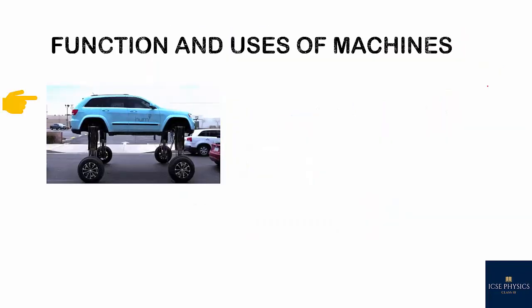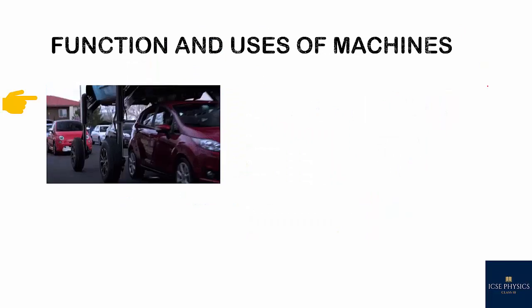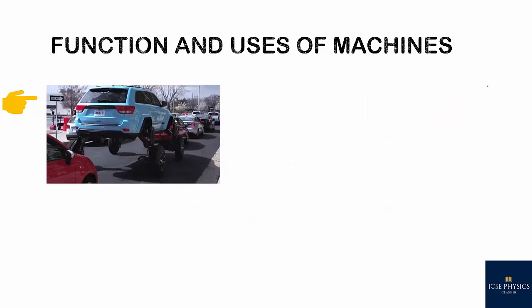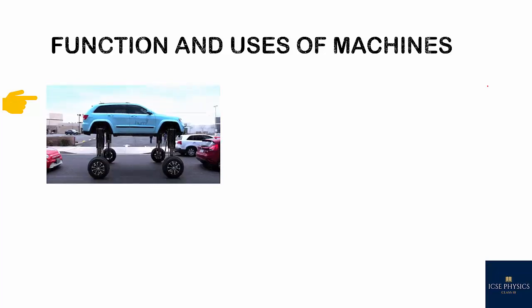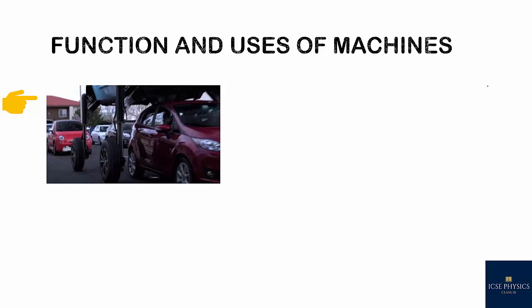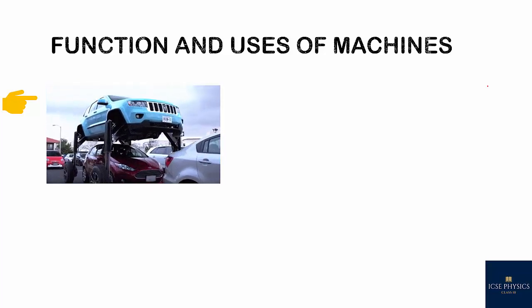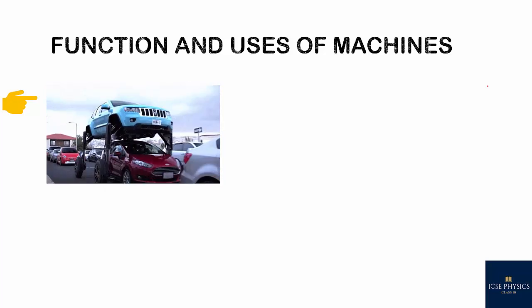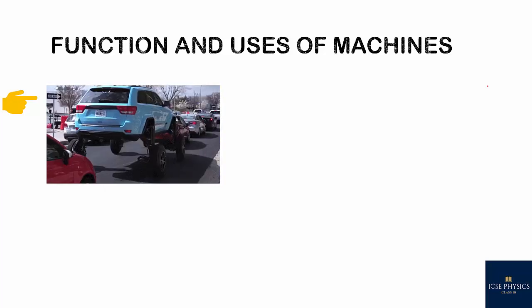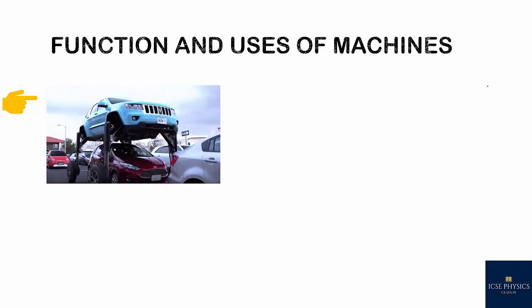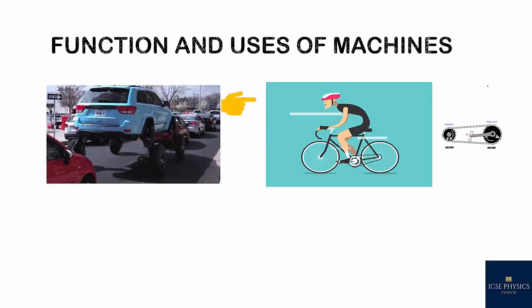Now what are the function and uses of machines? As you can see in this picture, a car is being lifted up. So a machine is one which helps to lift heavy loads. Let's say a machine is of 5 kg, but if it can lift a weight of 50 kg, then it's a machine. So one function of a machine is to lift high loads.